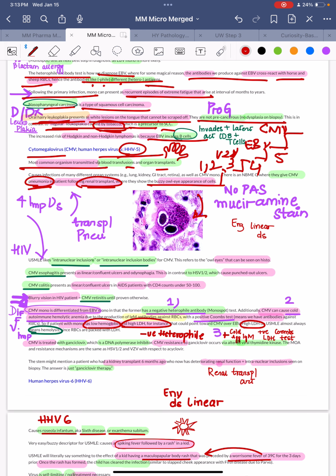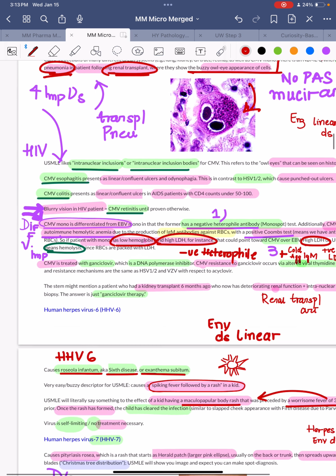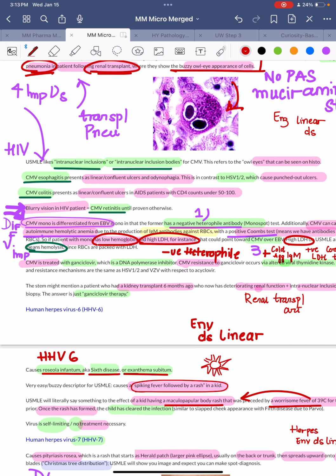Okay, so this is specifically a virus of immunocompromised patients. And what is a buzzy thing that you can find in Vinay? The presence of intranuclear inclusions or intranuclear inclusion bodies, right? Or owl's eye is something that can be present in CMV.